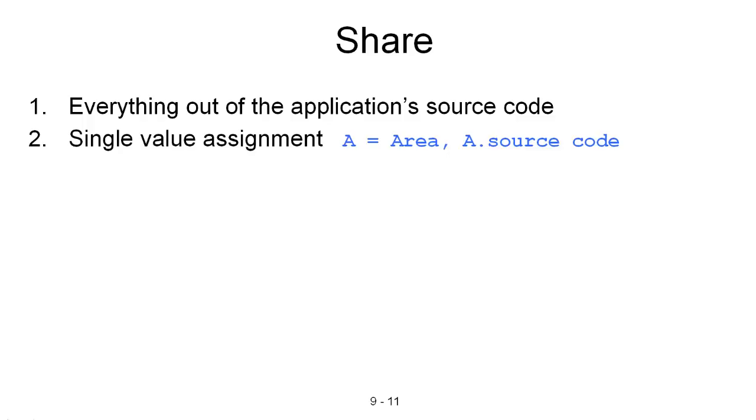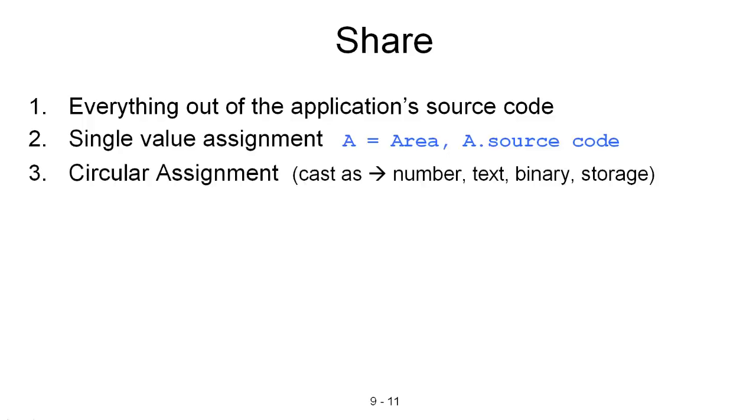And then we have single value assignment. So when I say A equals area, A now contains all that information that area is. So when I move this or give it to somebody, that has it. So I can say A.source code or some syntax. We'll come up with some syntax that makes a little bit more sense, but you get the point, I hope.